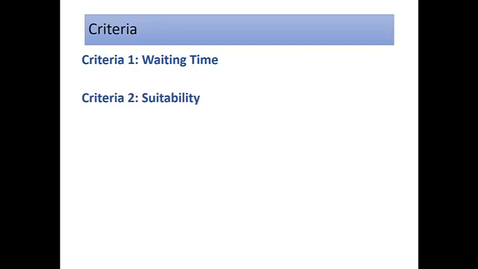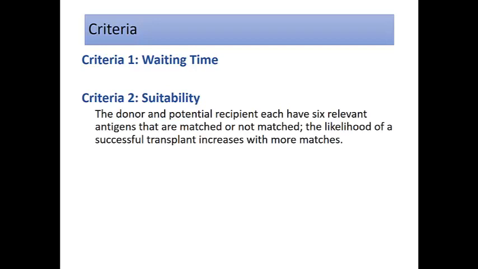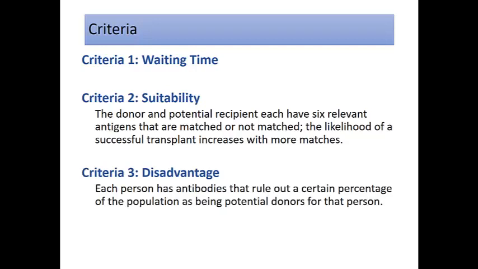The second criteria is suitability. The donor and potential recipient each have 6 relevant antigens that are matched or not matched, and the likelihood of a successful transplant increases with more matches. The third criteria, we're going to label disadvantage. Each person has antibodies that rule out a certain percentage of the population as being potential donors for that person. We'll say more about this in a moment.